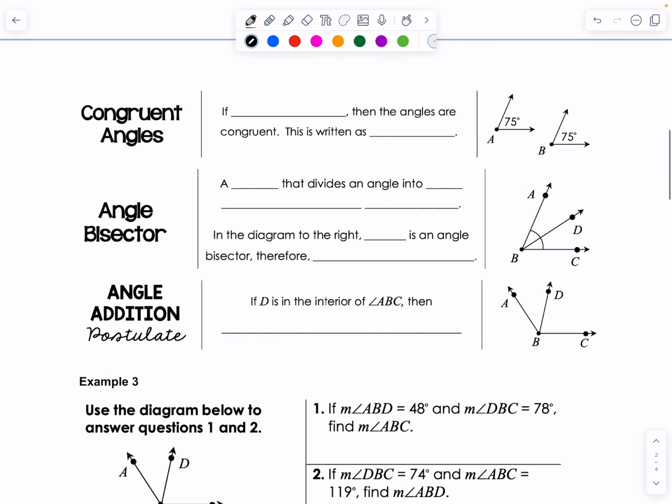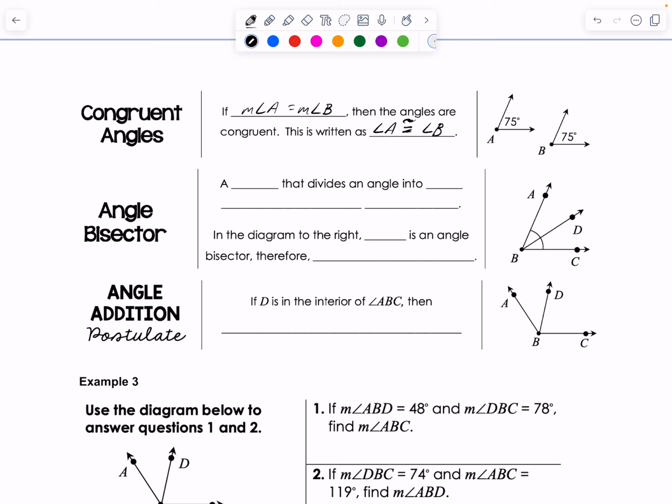Okay, let's talk a little bit more about some information about angles that you need to know. If we find out the measures of two angles are equal to each other, like saying the measures of angle A and angle B are both 75 degrees, we can say these angles are congruent. The way we write this is angle A, then the congruent symbol, which hopefully you remember from a previous lesson, then angle B.